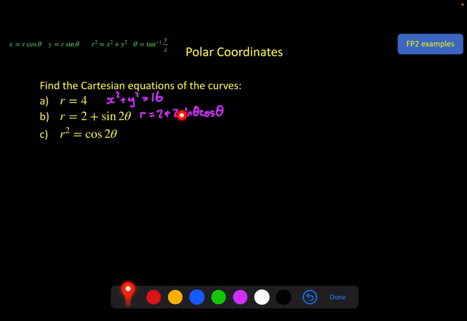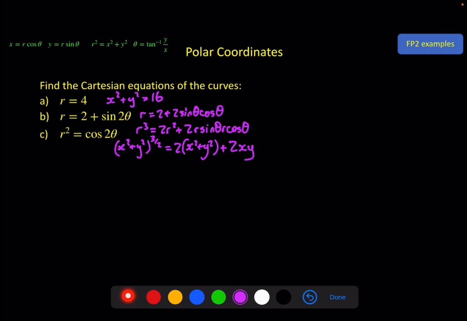So I need to multiply all of this by r squared, which will give me r cubed on the left, 2r squared plus 2, and I'll put one of them with the sine and one of them with the cos. And then we get a manipulation of indices to give x squared plus y squared to the power of 3 over 2 on the left. And then we've got an r squared here, so that's 2 times x squared plus y squared. And then plus 2 times r sine theta, which is a y, and r cos theta, which is an x. So we've got an xy there.